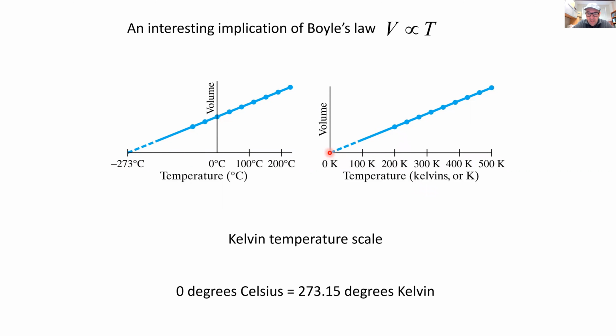Things basically stop moving completely at that point. And really, you can't get there. The coldest you could possibly get are microdegrees near 0 degrees Kelvin in highly specialized laboratories. But in scientific formulas, you're going to want to use the Kelvin temperature scale.